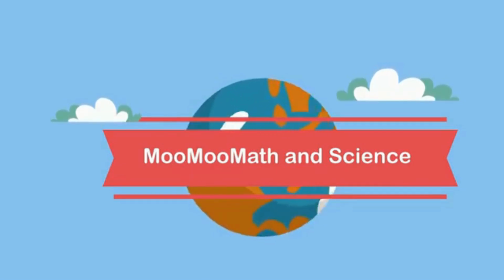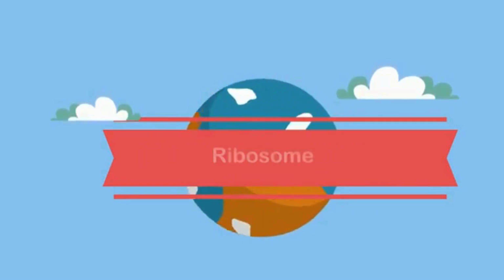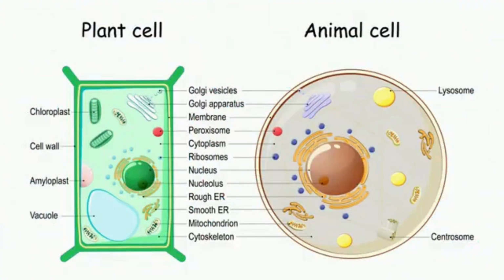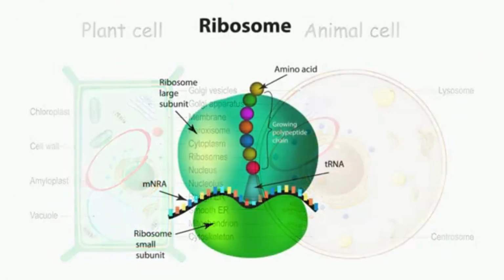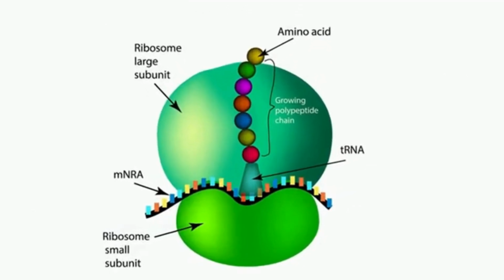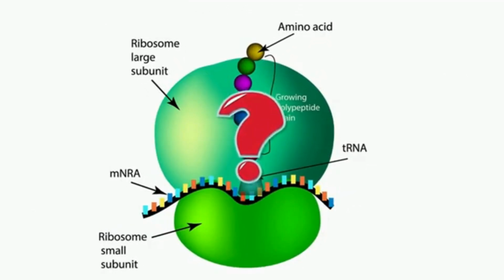In this video, I'd like to talk about the structure and function of the ribosome. When you look at the pictures of this plant and animal cell, you can see tiny dots on the ER and in the cytoplasm. These dots are the ribosomes. But why are they important to the cell?